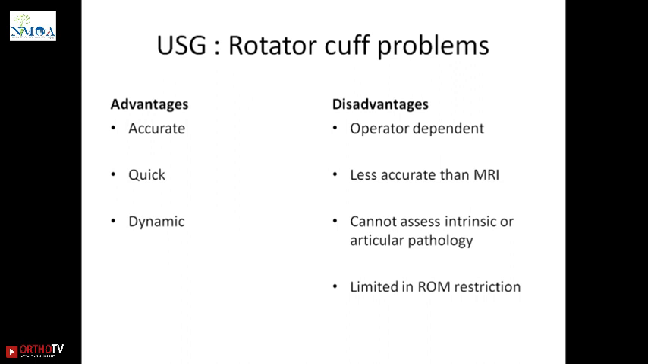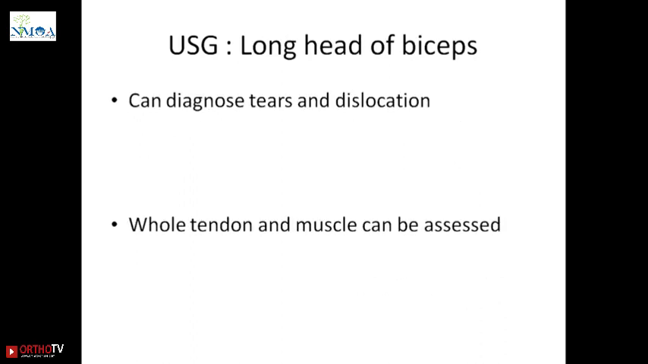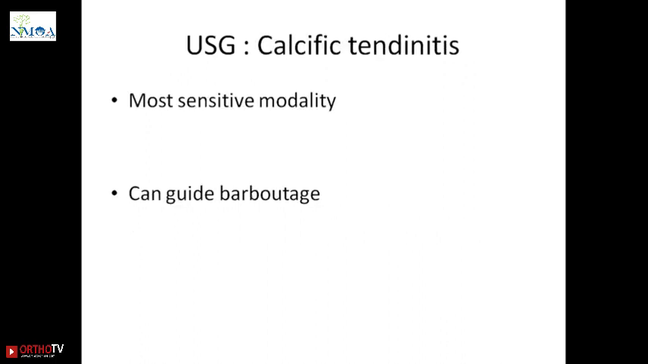USG is also a very good modality for rotator cuff problems. It is accurate, quick, and dynamic. The disadvantage is that it is operator dependent. It is less accurate than an MRI. It cannot assess pathologies like interstitial tears. And if the patient has limited ROM, then the dynamic assessment cannot be done. For the long head of the biceps, it is a good test. The whole muscle and tendon can be assessed.